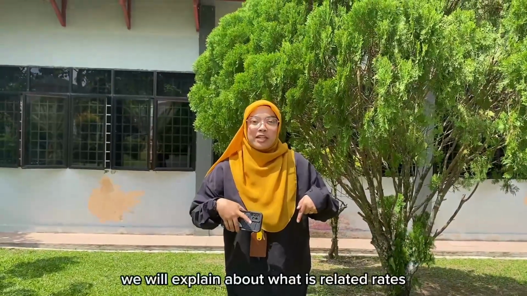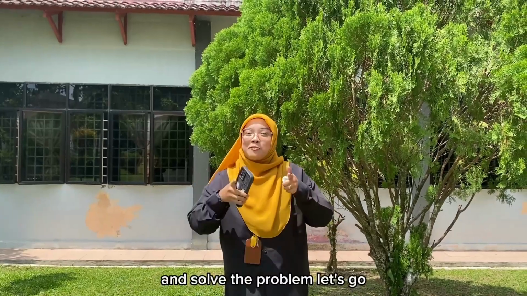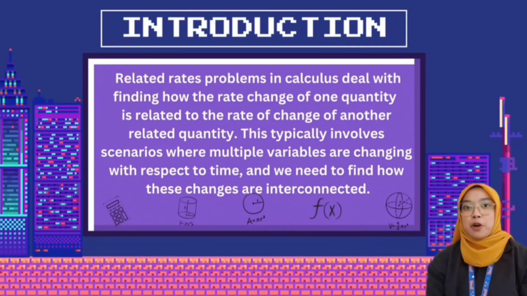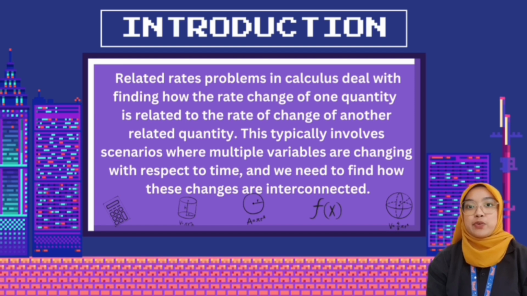Now, we will explain what related rates are and solve the problems. Let's go! Related rates problems in calculus deal with finding how the rate of change of one quantity is related to the rate of change of another related quantity. This typically involves scenarios where multiple variables are changing with respect to time, and we need to find how these changes are interconnected. What is related rate?